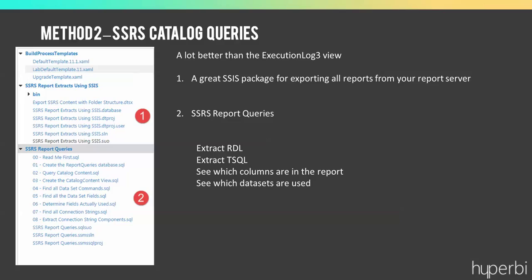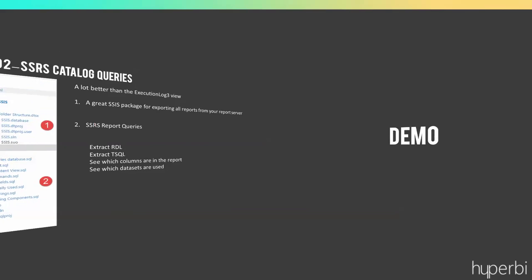You can see which columns are used in a report. You can see which data sets are used in a report. You can see which columns aren't used in a report. So where somebody's written maybe a select star, and there are 40 columns going into this report and only 2 being output, that's a waste of processing time.